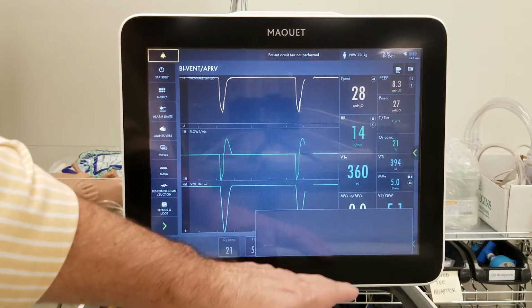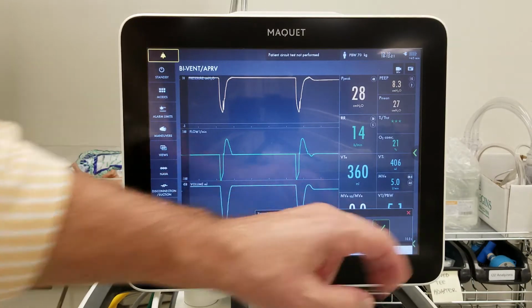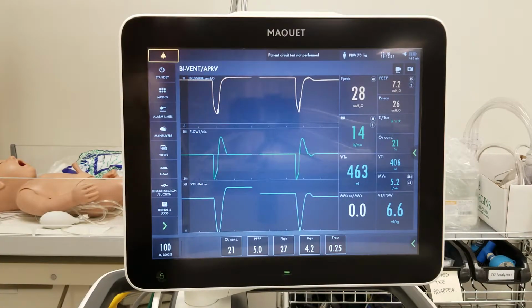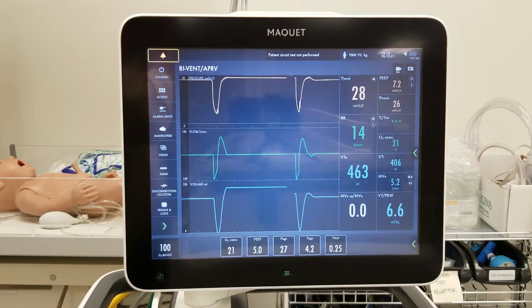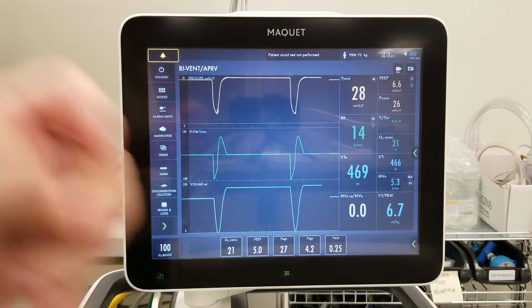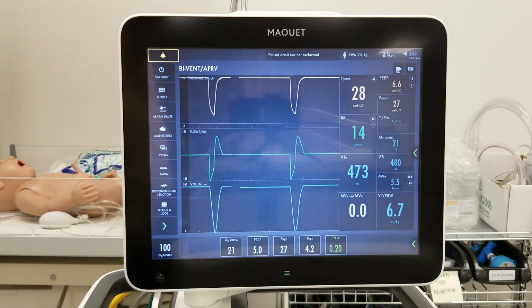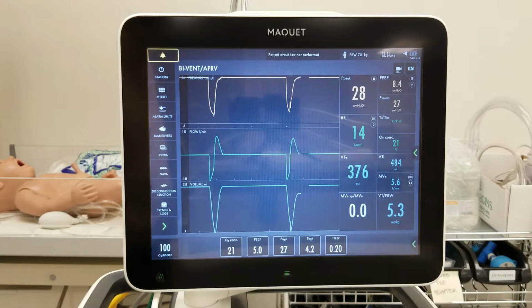Okay, let's try increasing our P low slightly. That'll help. Oh, 6.6. 6.7. I know we're bouncing back and forth, but this is what we do when we're actually setting up APRV, trying to find the sweet spots.